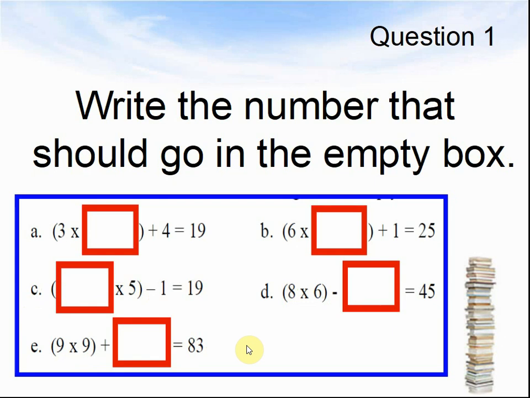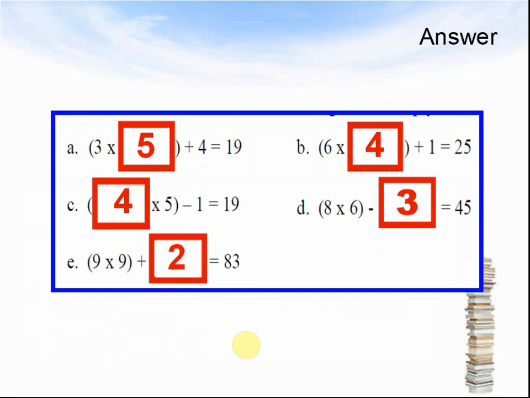Here come the answers. The answers are A. 3 times 5, 15, plus 4 equals 19. B. 6 times 4 is 24, plus 1, 25. C. 4 times 5 is 20, take away 1, 19. D. 8 times 6 is 48, take away 3, 45. E. 9 times 9 is 81, plus 2 is 83. Let's look at the next question.